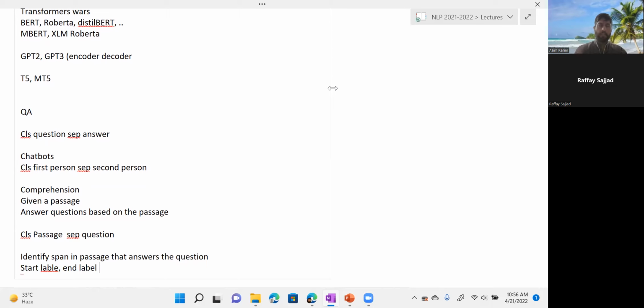Of course, you can even have multiple start and end spans. That will be more complex. But the simplest case is contiguous. There is one start position and one end position, and between them comes the answer to that question. Okay?